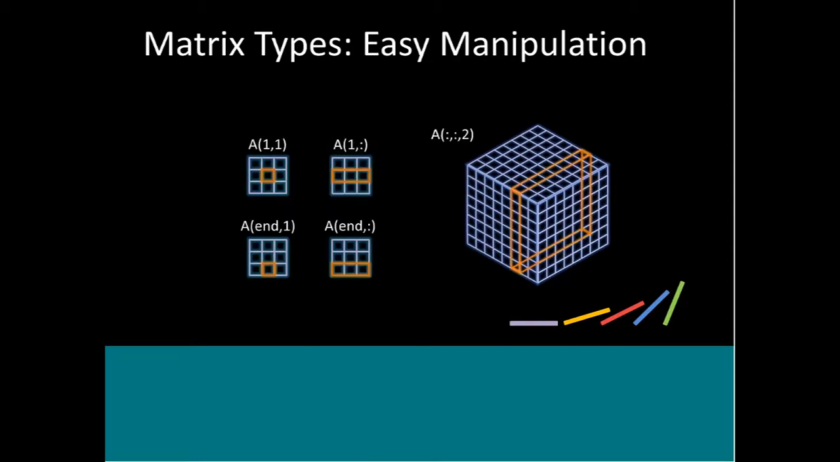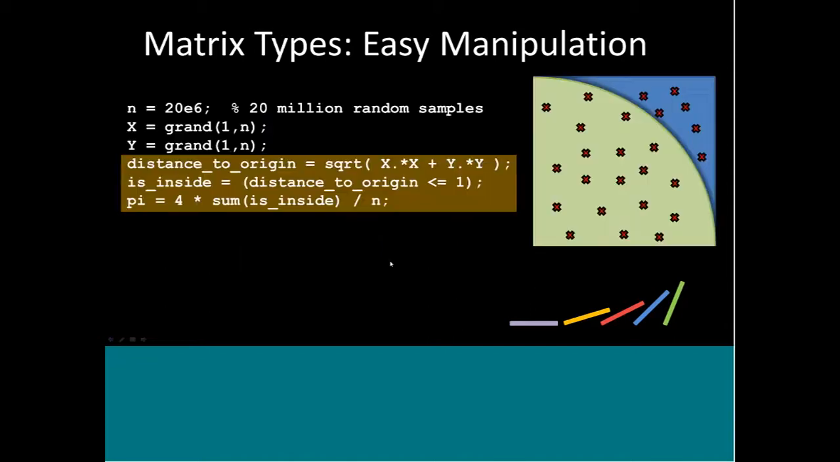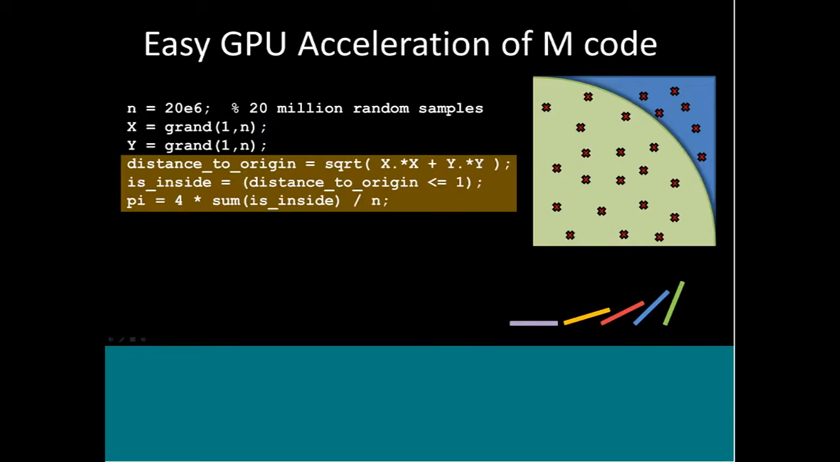You can even do subscripted referencing and subscripted assignment using the colon operators to pull out slices of volumes, to pull out rows of matrices, and you can also use end just like you can in MATLAB so that you can easily manipulate arrays. And then once we've created the data on the GPU, jumping back to our code, all the following code where we compute the distance to the origin and compute how many points fell inside the quarter circle, all that's run on the GPU since everything was instantiated from grand up here, which results in a G-single.